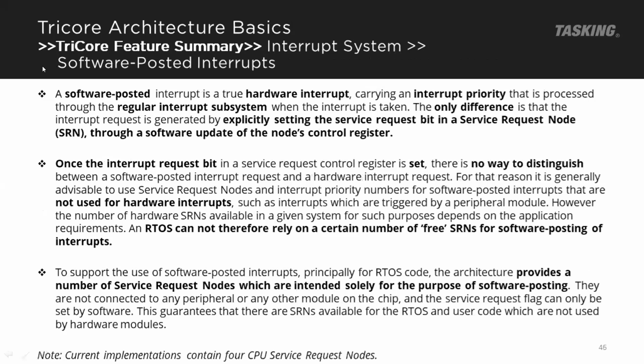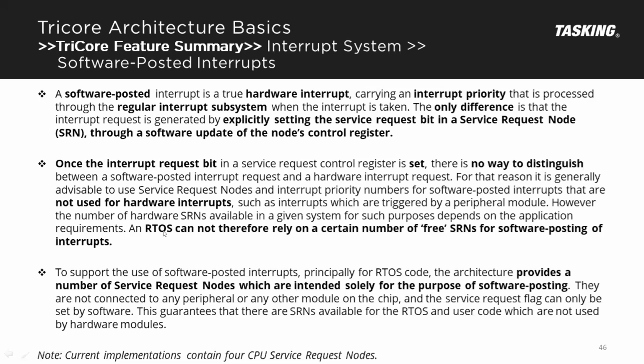Okay, so there is something called software posted interrupt as well. The software posted interrupt is basically a hardware interrupt, but the point here is there is this bit called service request that's set using software, and it's not updated by the hardware. So this is basically the difference between a software posted interrupt and a real hardware interrupt. And because this is considered a real hardware interrupt, once this interrupt happens, you cannot distinguish between whether it's a software posted interrupt or a hardware posted interrupt.